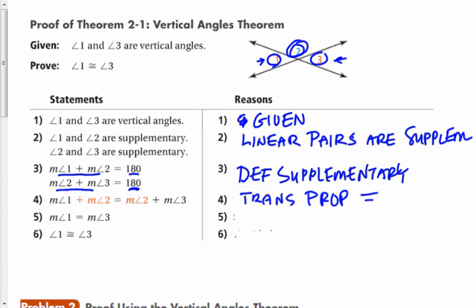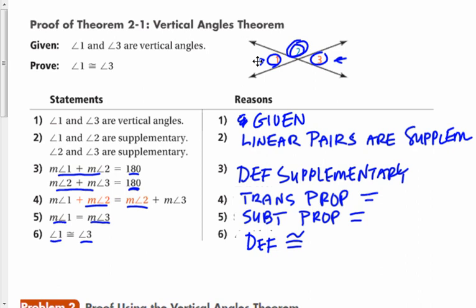Now, if we take away this measure of angle 2 from both of them, we end up with step 5, which is measure of angle 1 equals measure of angle 3, and that's by subtracting measure of angle 2 from both sides, which is a subtraction property of equality. And then the last step, if we say the measures of two angles are the same, then we're saying the two angles are congruent. I call that the definition of congruence. The book calls it something a little bit different, but we're going to go with that. All right.